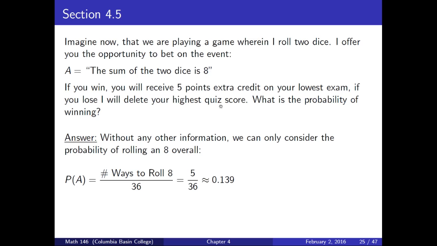And if you count up all the ways that you can roll an 8, there's going to be 5 of them. You can get 2 and 6, 3 and 5, 4 and 4, 5 and 3, and 6 and 2. Okay, 5 options. So the overall probability of rolling an 8 is just going to be 5 out of 36. That would be 0.139.